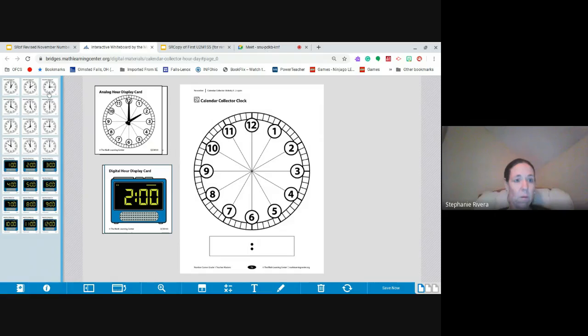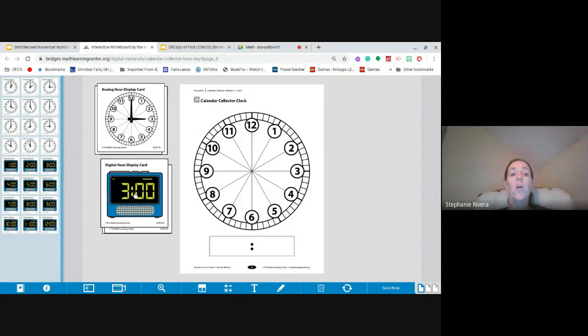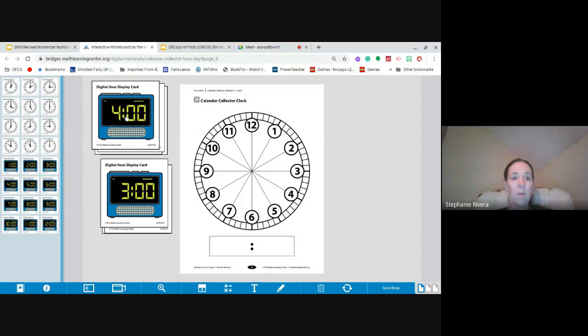Okay. Now moving on to the next one. The shorthand, you got it, is on the 3, and the long hand's on the 12. We know that this is 3 o'clock. We're going to keep moving.